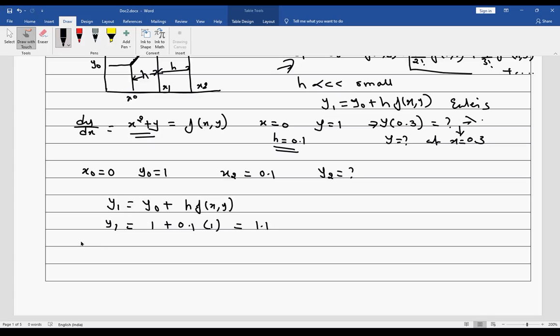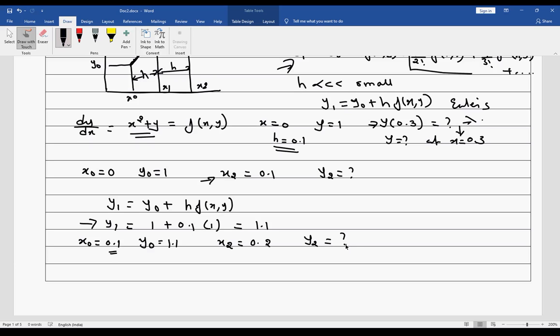Now next step, what I do, I rewrite this again. x0 is equal to, now this becomes x0, x0 is equal to 0.1. y0, which I recently got, is equal to 1.1. And now x2 will be equal to x0 plus h. So x0 is 0.1, so I need to add h, so it is 0.2.